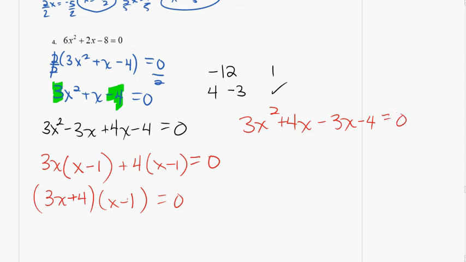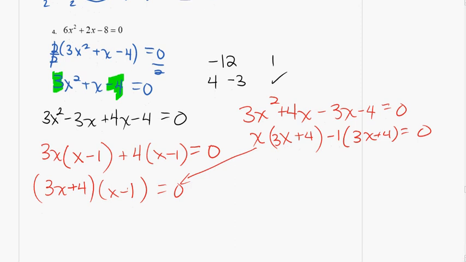So what do 3x squared and 4x have in common? Well, they have an x. So this becomes 3x plus 4. What do negative 3x and negative 4 have in common? Well, negative 1. 3x plus 4. And so that still collects to that. Same thing. So I guess it doesn't matter. I just wanted to see what I saw. So that's what I saw. But if you didn't see it, you'd end up in the same spot.